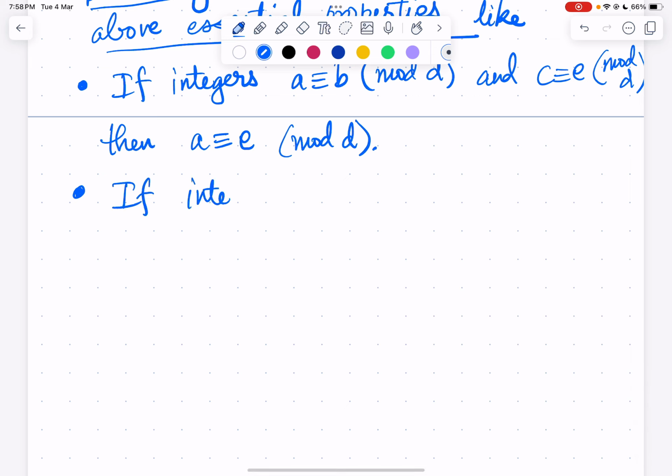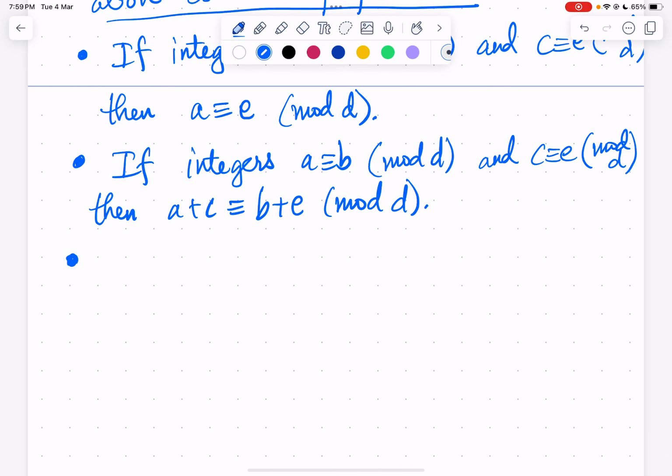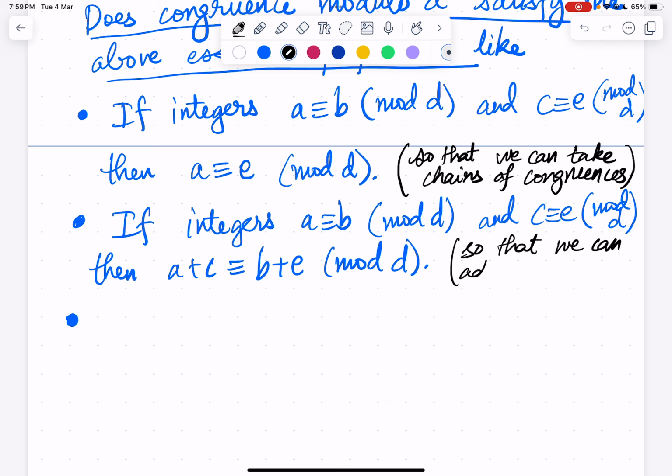If integers a is congruent to b mod d and c is congruent to e mod d, then a plus c is congruent to b plus e mod d. So we want to be able to add congruences, and this is so that we can add congruences.